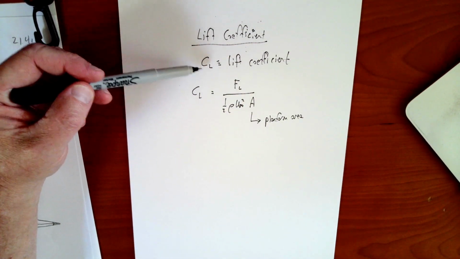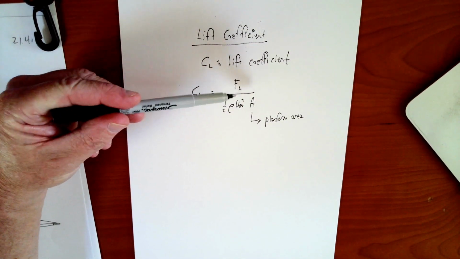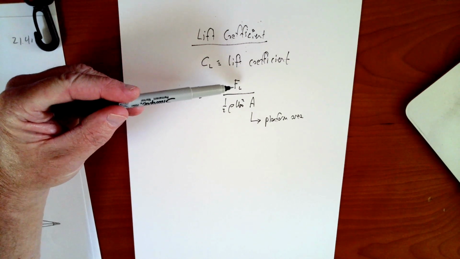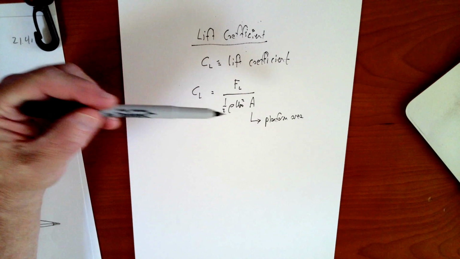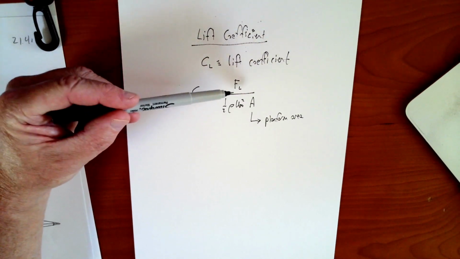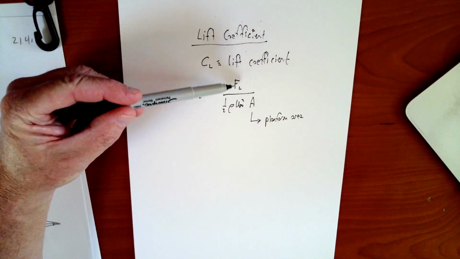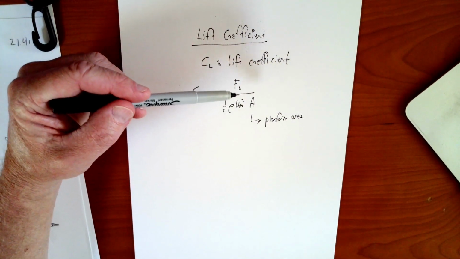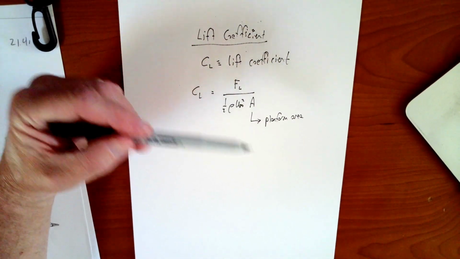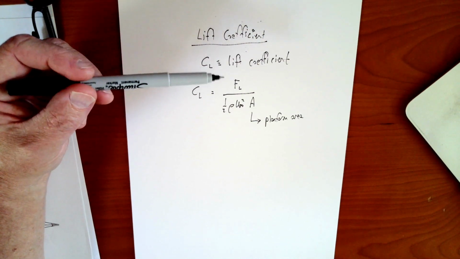C sub L is the symbol it's usually given, and its definition is the lift force, F sub L, divided by 1/2 rho u infinity squared A. That's the same as the drag coefficient, except instead of the drag force, we have the lift force. So they're very, very similar in the way you treat them. One providing lift, one providing drag. They're both very important in the aeronautic industry.